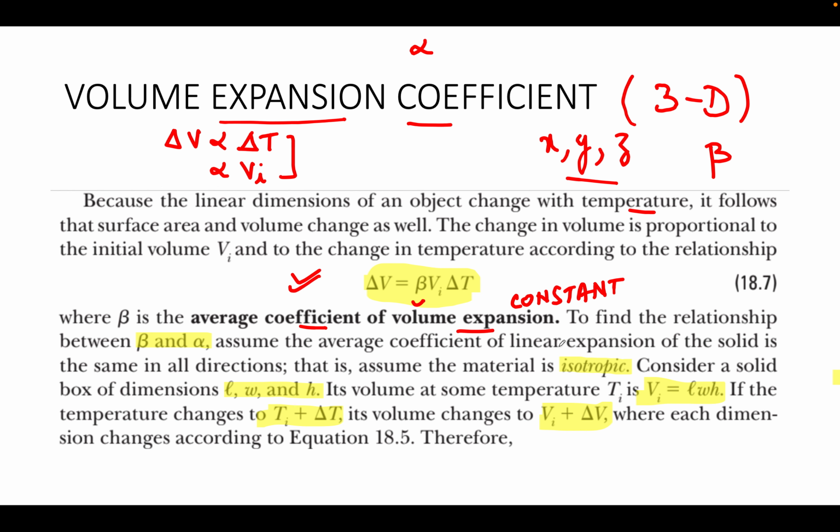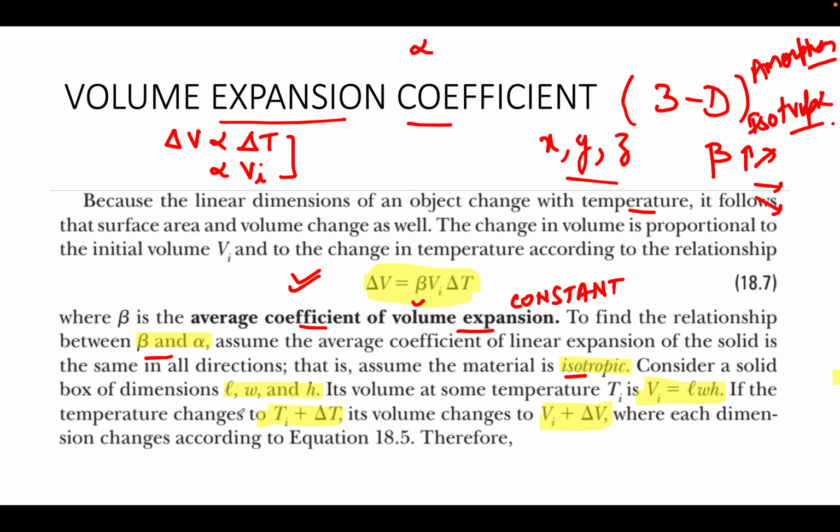So to find the relation between beta and alpha, we want to develop how linear expansion coefficient and volume expansion coefficient are correlated with each other. We will be assuming our material to be isotropic in nature. Isotropic means along any direction the material properties remain the same. That is called an isotropic material. Normally amorphous substances are isotropic in nature.